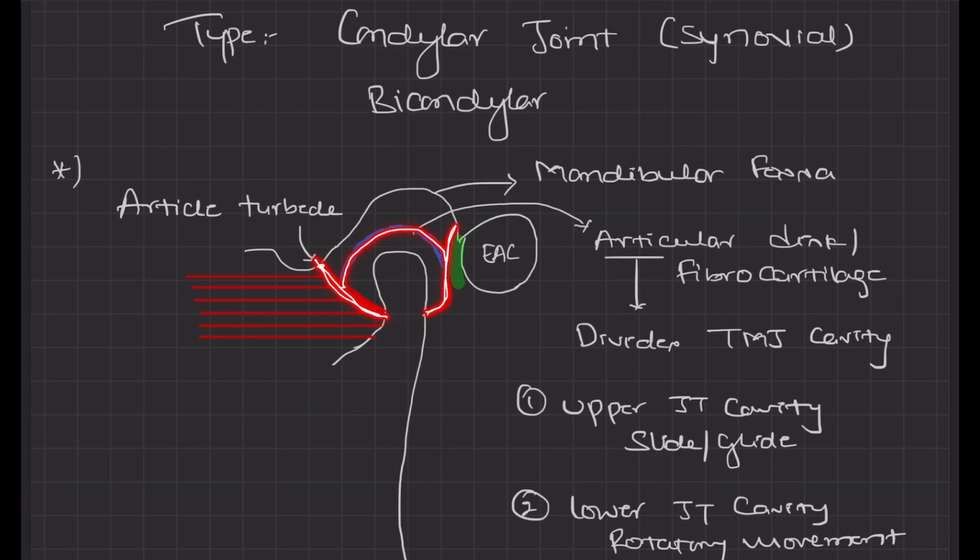The articular disc, which is also called fibrocartilage, is an extension from the lateral pterygoid muscle. This is the lateral pterygoid muscle. An extension of the lateral pterygoid is attached peripherally to the joint capsule. So remember, it is attached peripherally to the joint capsule.